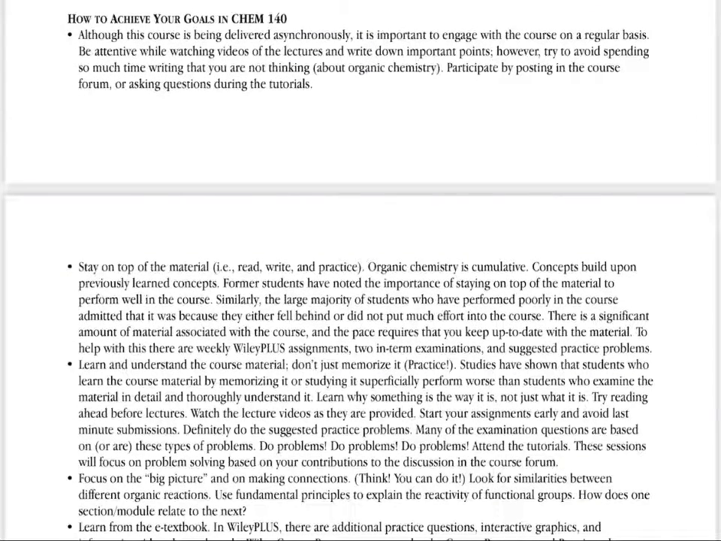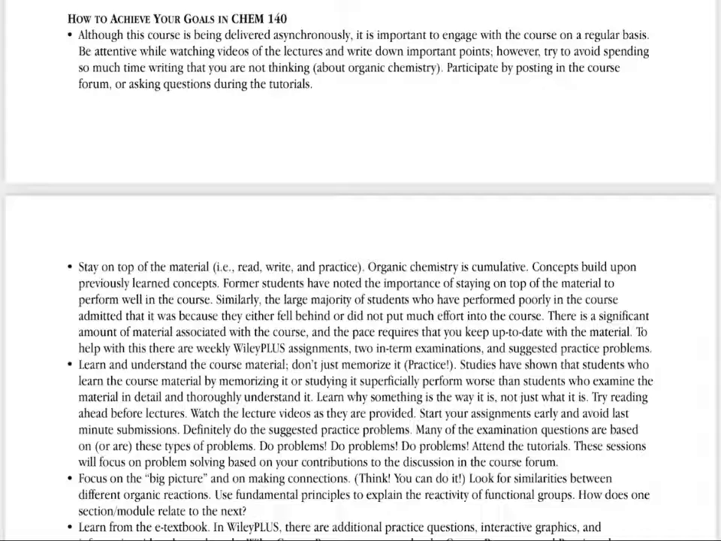How to achieve your goals in Chem 140. Although this course is being delivered asynchronously, it is important to engage with the course on a regular basis. Be attentive while watching videos of the lectures and write down important points. However, try to avoid spending so much time writing that you're not thinking about organic chemistry. Participate by posting in the course forum or asking questions during the tutorials.